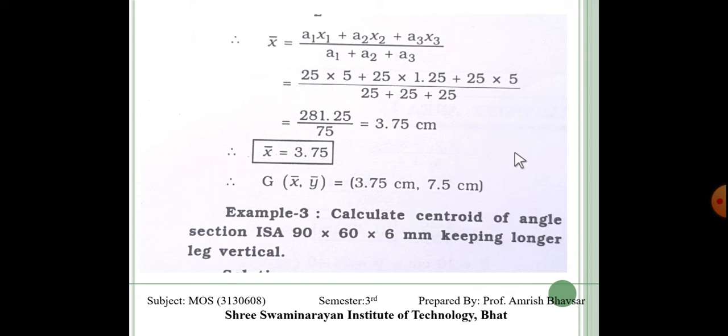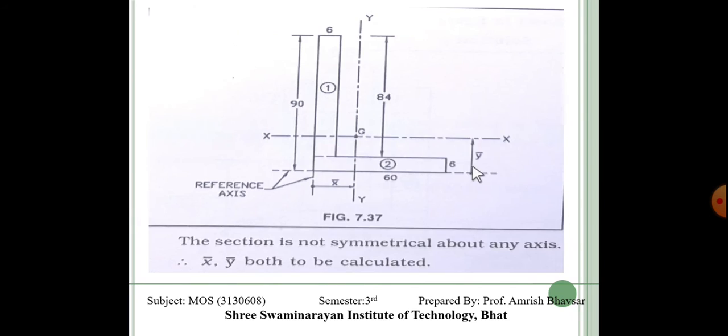Another case. Calculate the centroid of an angle section having ISA 90 by 60 by 6 mm. Keep the longer leg vertical. So this is our longer leg vertical. It is 90, and it is 60, and thickness is 6. Just go through it. This is 90, this is 60 from here. So the net vertical dimension is equal to 84. Just go through this.